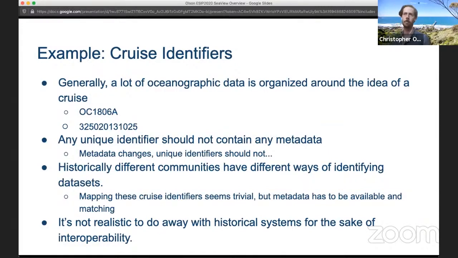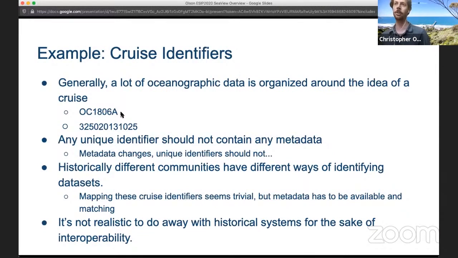OC-1806A. The meaning of this is it's on the vessel Oceanus, and it is the sixth cruise in 2018 and part A. So this can be a little bit problematic because in my view, identifiers should be unique and not really contain any metadata, because as much as we like to think that metadata doesn't change, metadata changes.